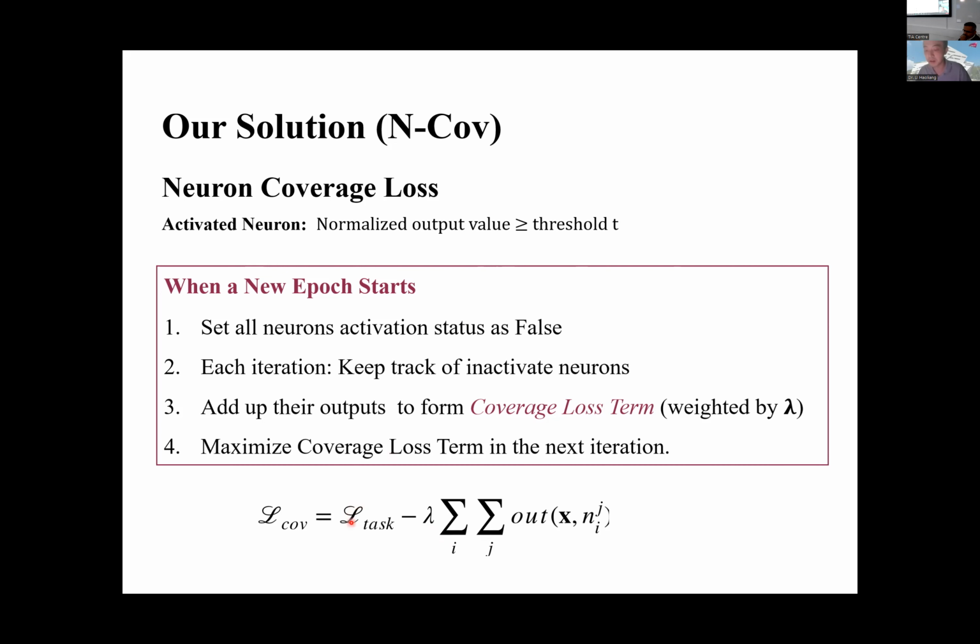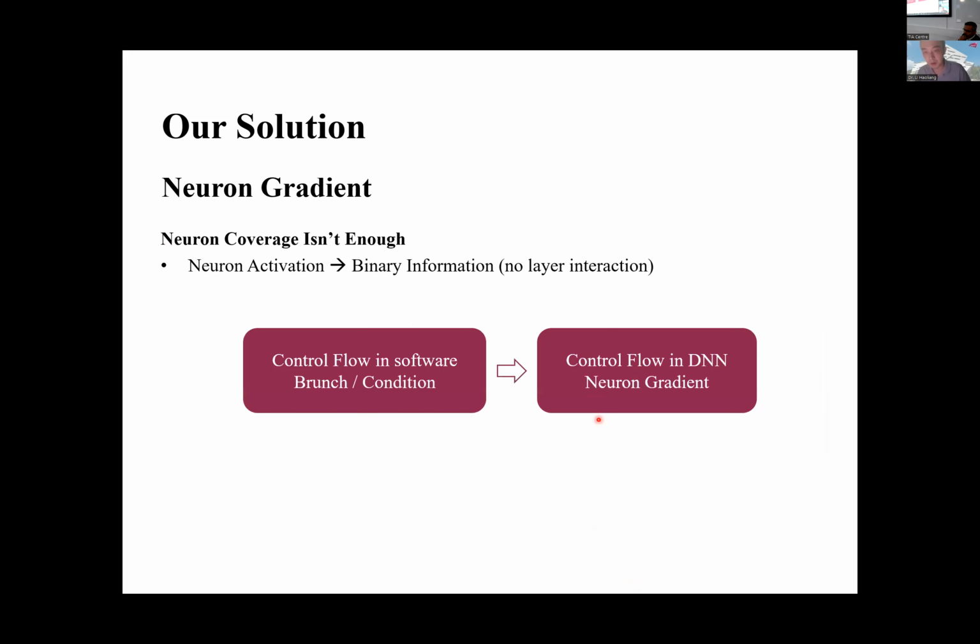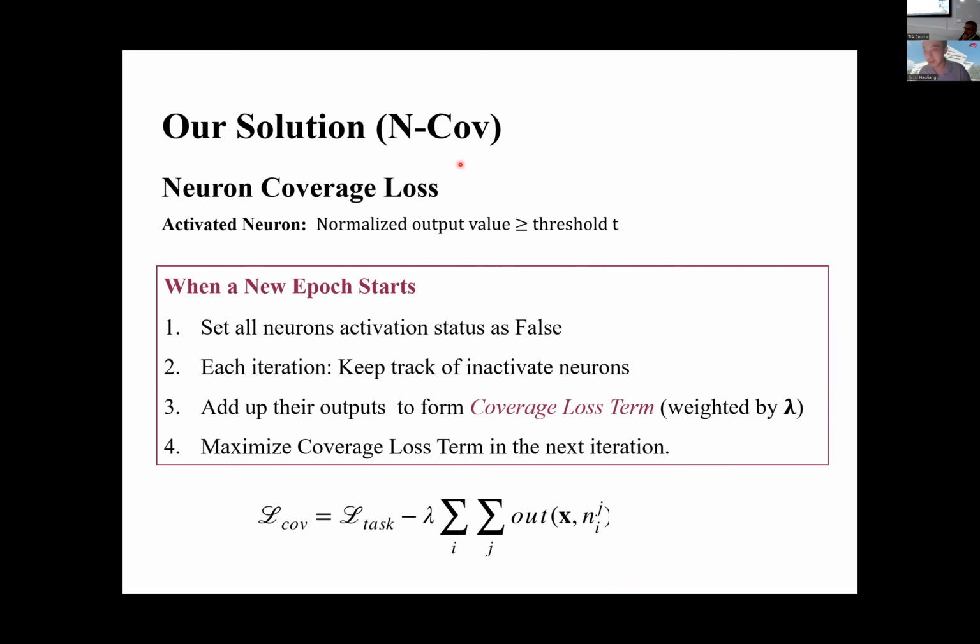Together with the task loss, maybe a cross entropy, here is a final coverage loss, which is just a combination of the cross entropy loss together with the normalized magnitude of the output of the neurons. So now we can successfully transfer the idea of using neuron coverage during deep neural net testing to deep neural net training.